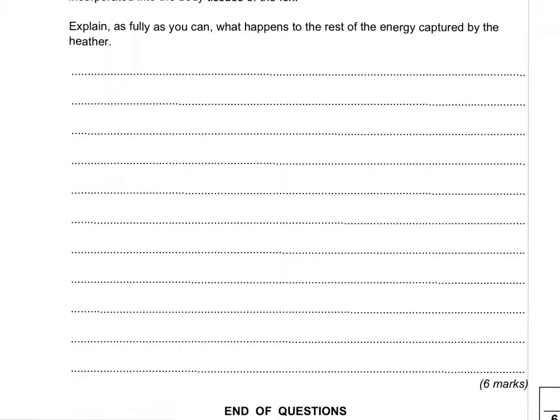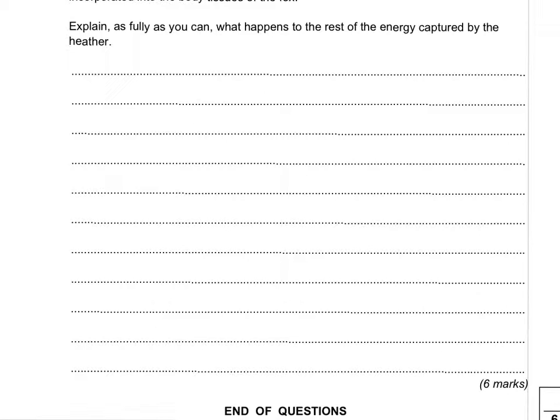Well, the mark scheme actually says that for 1 to 2 marks, there is a brief explanation of at least 2 ways energy captured by the heather is transferred, which has little clarity or detail. For 3 to 4 marks, there is some explanation of a range of the ways in which the energy captured by the heather is transferred. And then 5 to 6 marks, there is a clear, balanced and detailed explanation of a large variety of ways in which energy captured by the heather is transferred. Okay, so we've got to give as many ways as possible to get the higher marks on this.